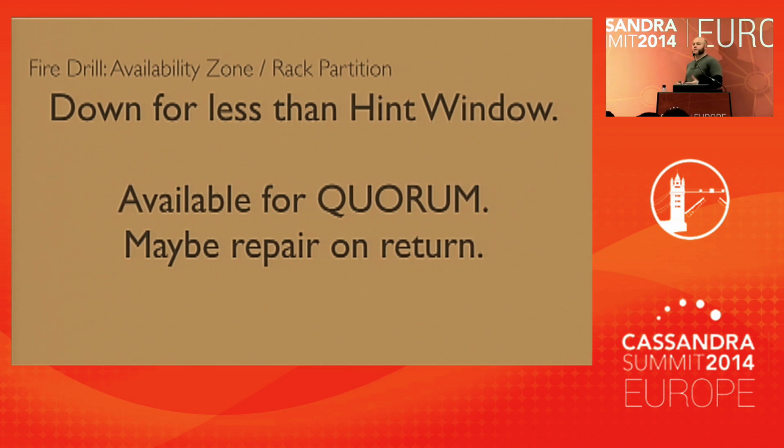Lose a whole availability zone or rack, whatever it is you've got there. Again, for less than the hint window, we should still be available for quorum operations if we designed that high availability engineering just right. And when that happens and you bring it back up, you could allow the hints to deliver because we're inside the hint window, which by default, sorry, is 3 hours. But given the amount of effort that those hints have probably gone through, you could disable the delivery of hints and use a repair on those nodes.